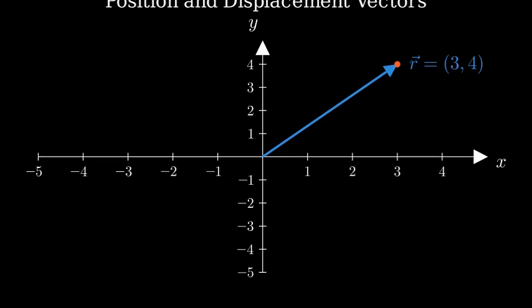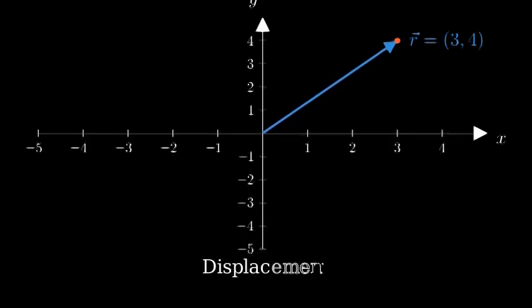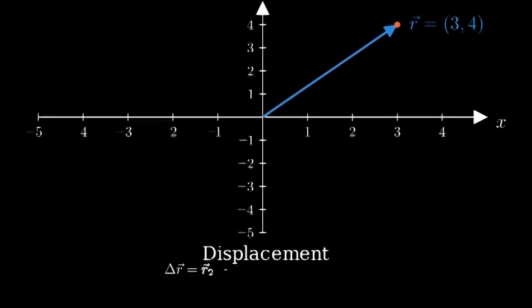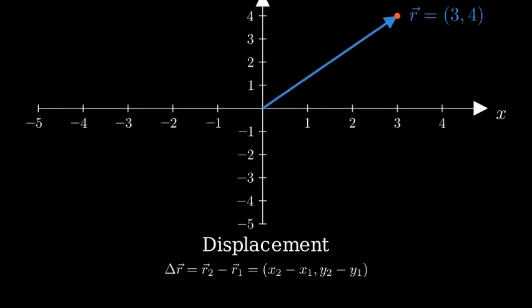Displacement is going to be the change in position, which we call delta r. This is given by the final minus initial positions, or r2 minus r1, which is then x2 minus x1, y2 minus y1. For example, if an object moves from position 1 to position 2, which is 4, 5, the displacement vector is then 3, 3, as shown.